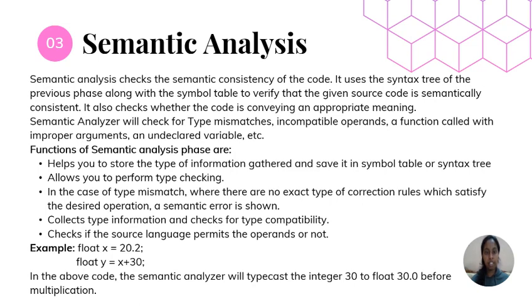Functions of the semantic analysis phase are: it helps you to store the type of information gathered and save it to the symbol table or syntax tree, and it allows you to perform type checking. In the case of a type mismatch, where there are no exact type conversion rules which satisfy the desired operation, a semantic error is shown. It collects type of information and checks for type compatibility, and checks if the source language permits the operands or not.